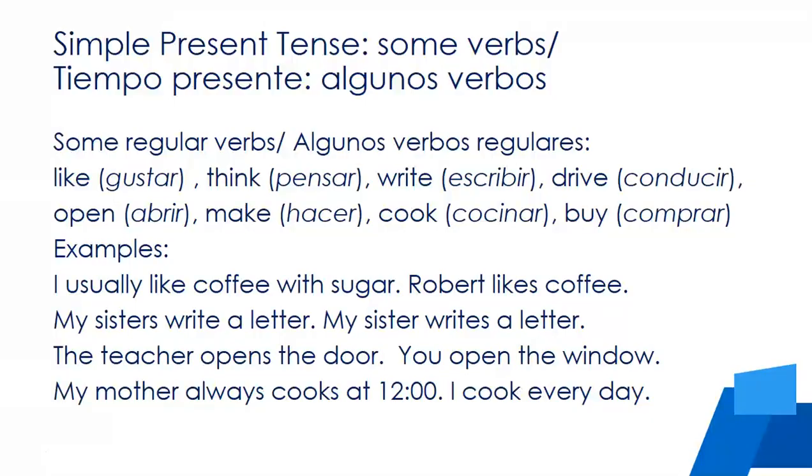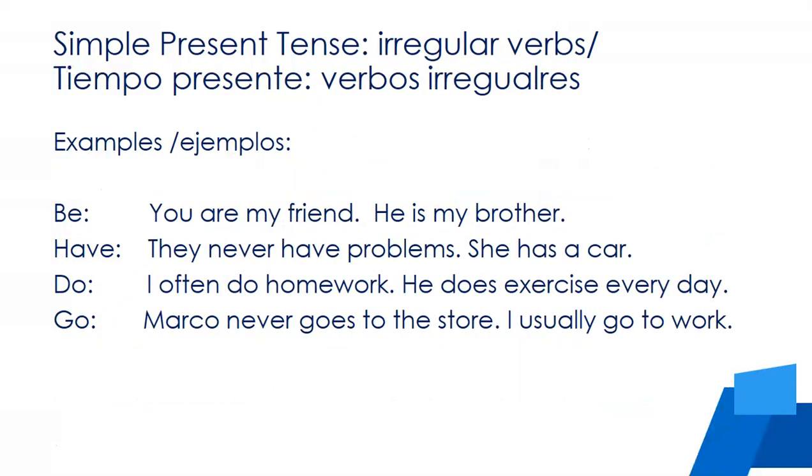Sentences with these verbs are: I usually like coffee with sugar. Robert likes coffee. My sisters write a letter. My sister writes a letter. The teacher opens the door. You open the door. My mother always cooks at 12. I cook every day.